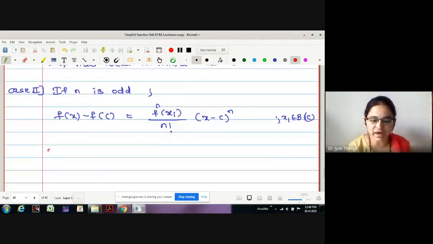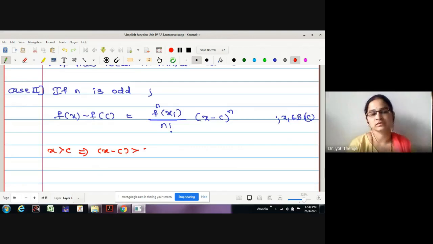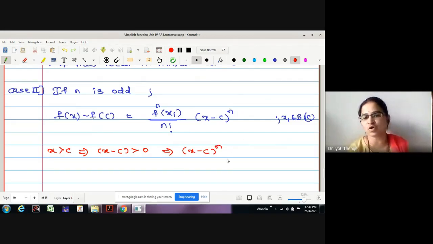Let me write. If x is greater than c, what about this bracket then? This is positive, correct? If x is greater than c, x minus c is positive. If x minus c is positive, then what about the term (x minus c) raised to n, where n is odd? This is positive. Right? Let me consider the second possibility. If x is less than c, then what about the nature of x minus c? Less than 0.